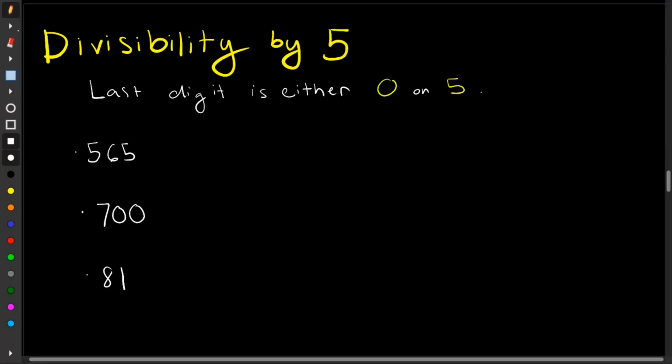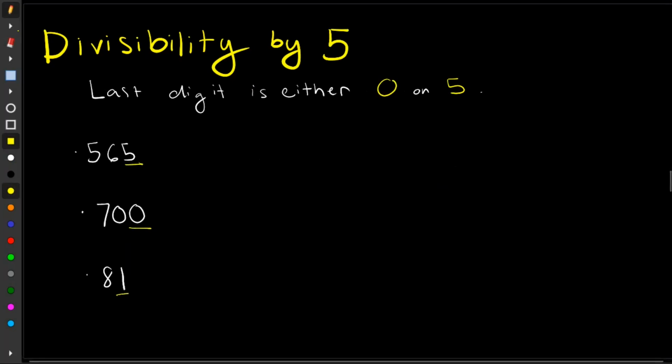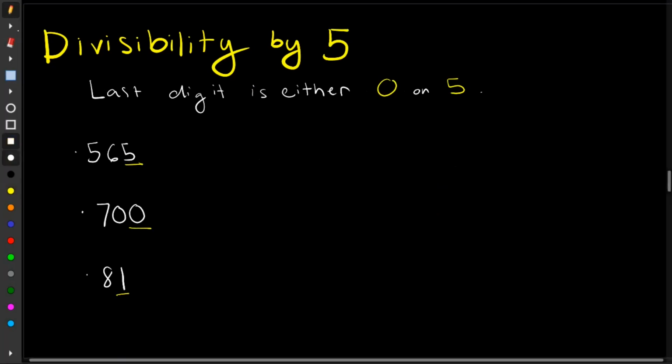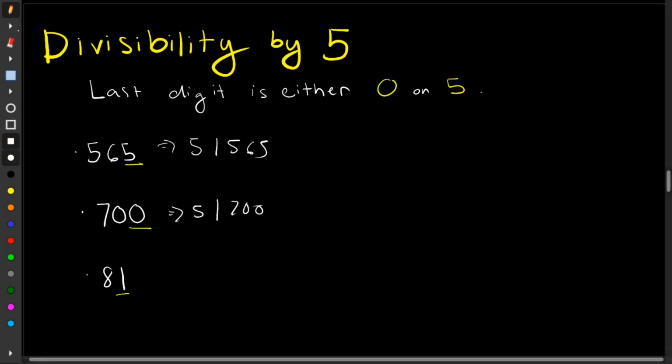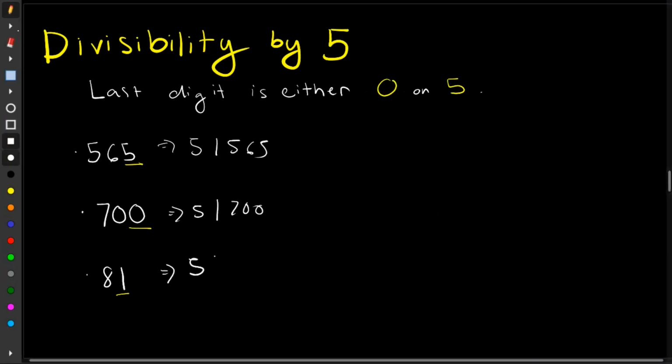Now for the divisibility by 5, simply check if the last digit is either 0 or 5. So clearly, this one is divisible by 5. This one is also divisible by 5. And this one is not, since it does not end in 0 or 5. So we write 5 divides 565, 5 divides 700, and 5 does not divide 85.